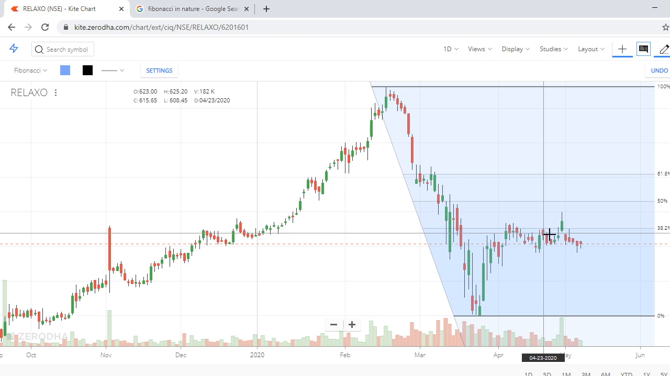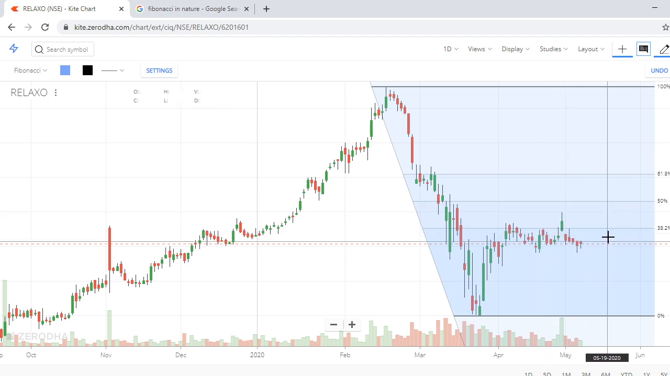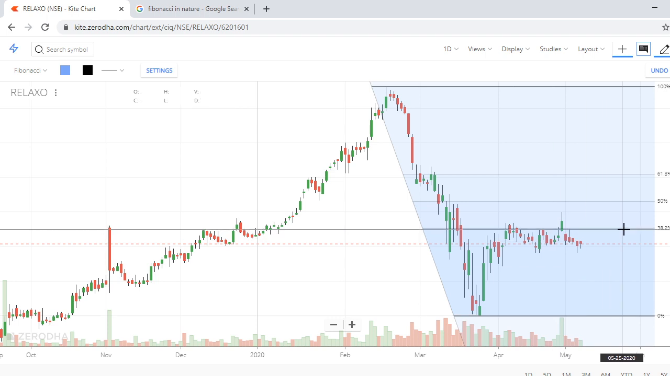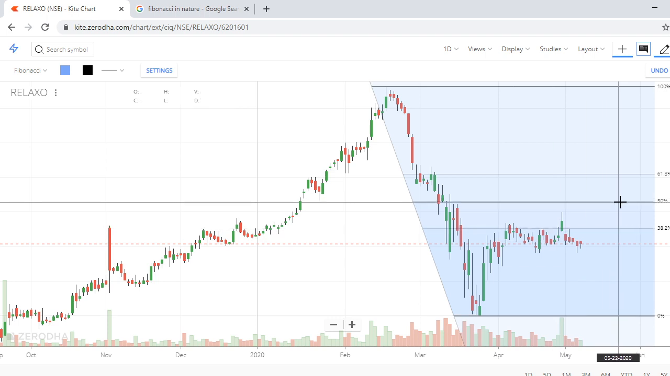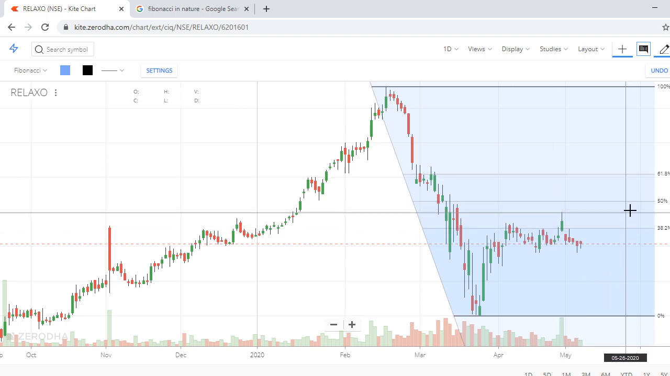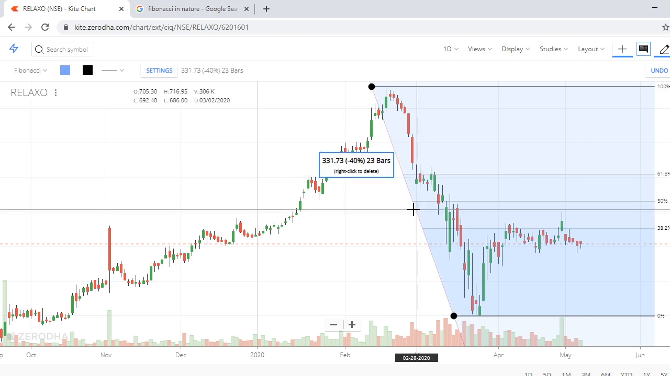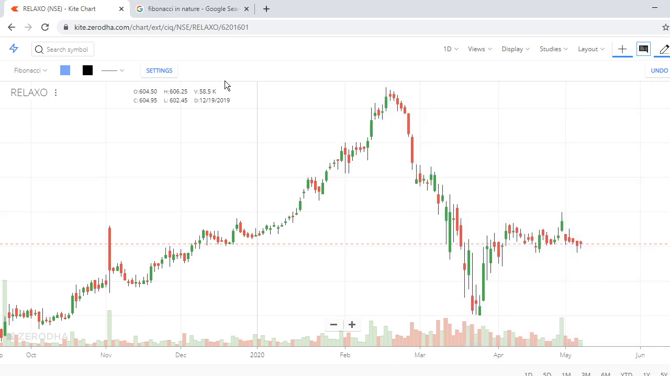See, let's suppose the stock is flying away, going higher, then what you need to do is trail your SL to 38.2%. If it crosses 50 going to 61.8, then you trail to 50. If it is crossing 61.8 going to higher levels, then you trail your SL to 61.8. This works in all time frames.